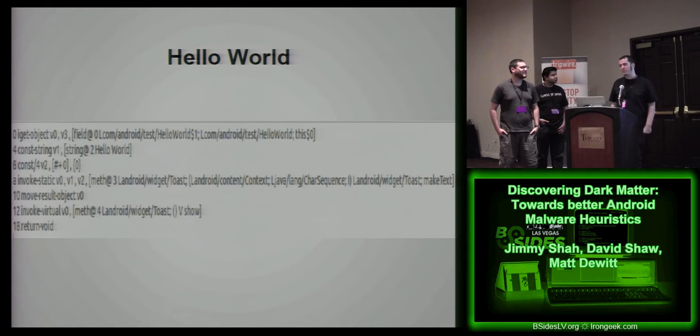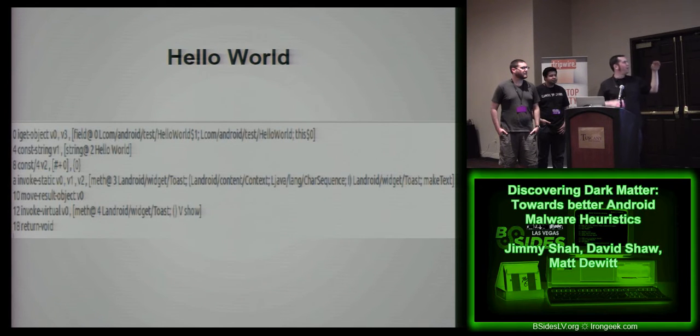Right? So the very first thing that we're going to discuss is hello world. This is probably the first Dex file that anybody will ever look at, hopefully, so that you have some type of idea of what's going on. Okay, so basically it creates the object of hello world. That's the string, hello world, that's going to be displayed. It invokes the static method, which is make text. You can't actually see those last letters over there.